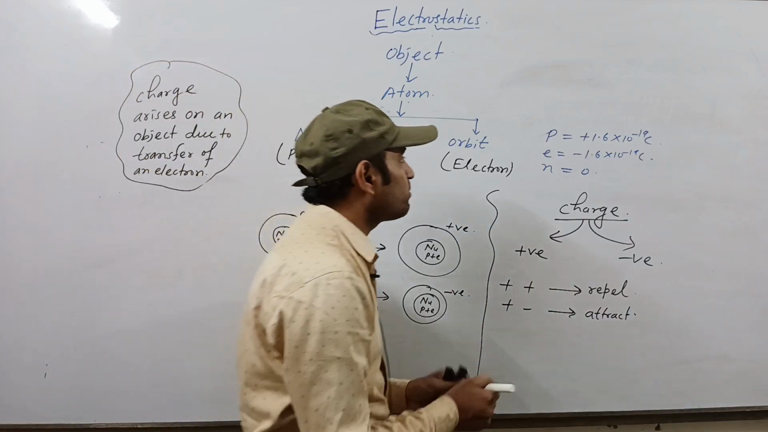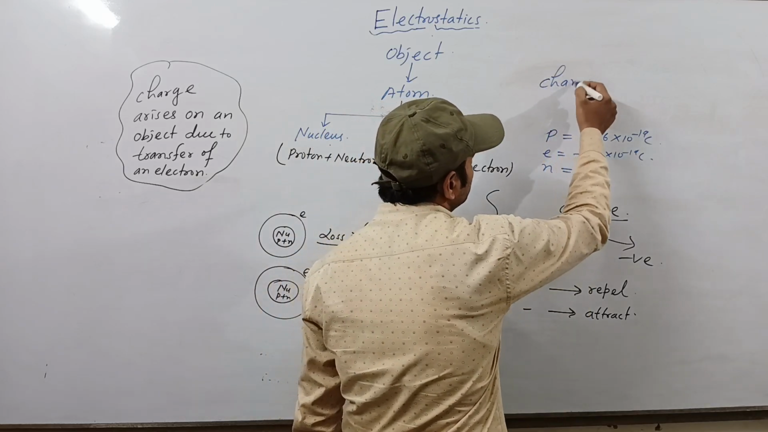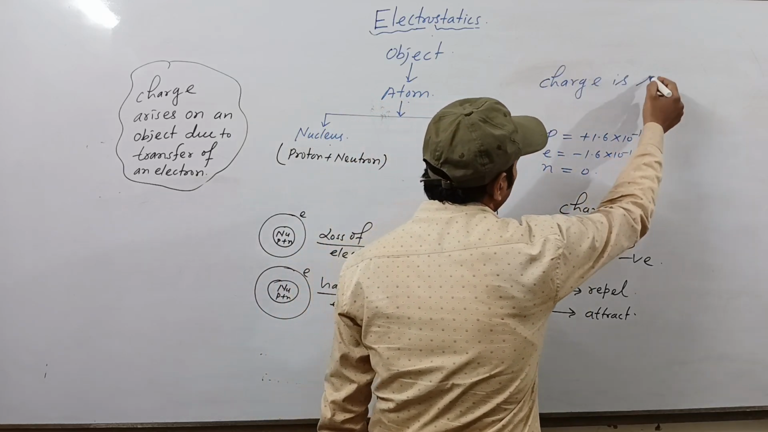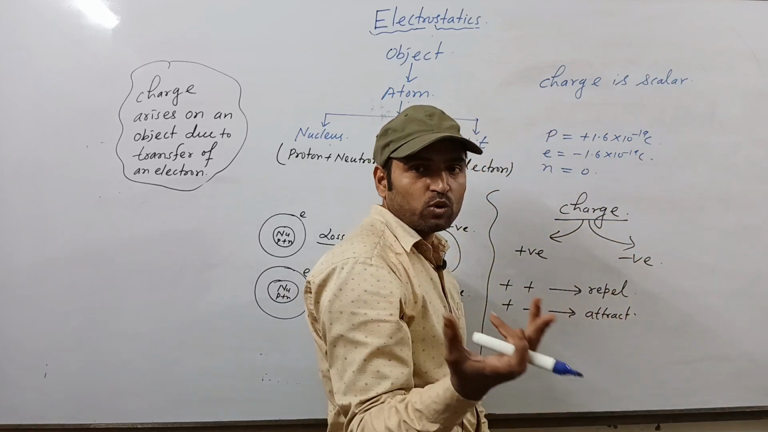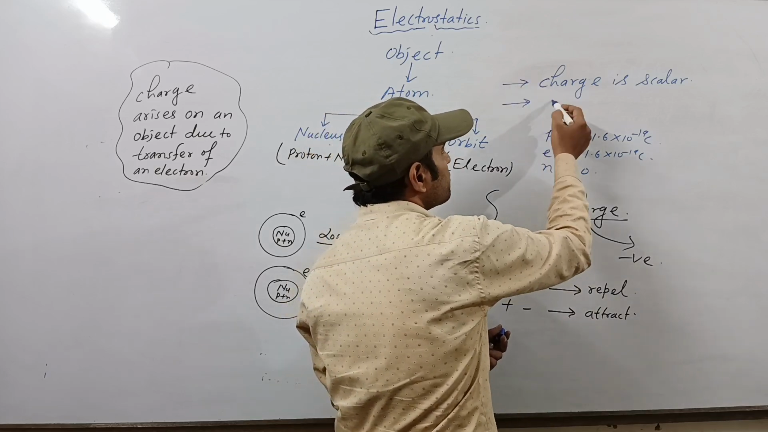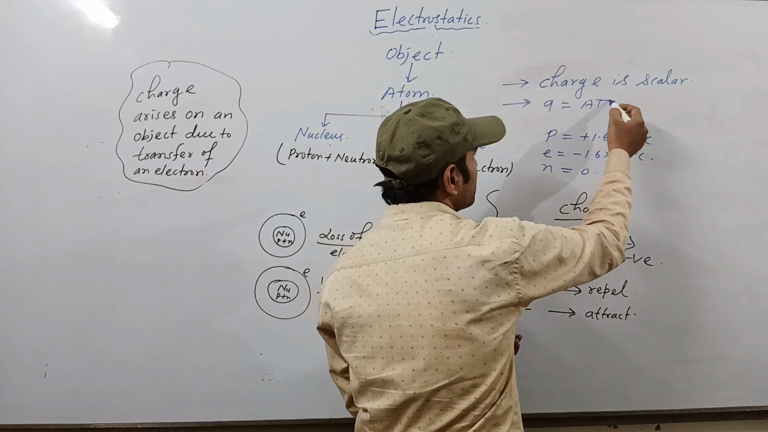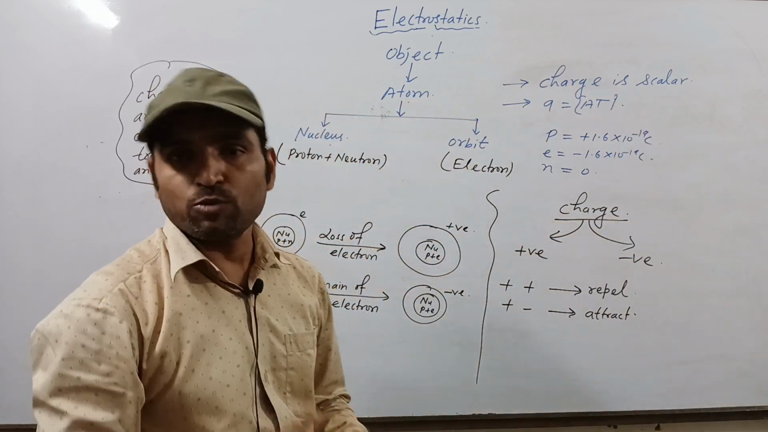One more thing about charge is that charge is a scalar quantity. We can add charges according to the ordinary rules of algebra, and another one is that the dimension of charge is AT. This is the basic points about charge.